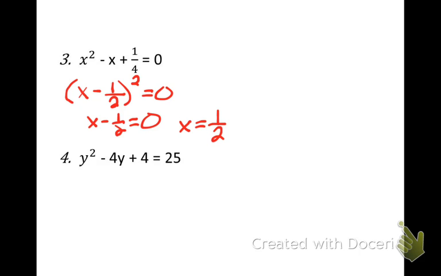Okay, looking at number 4. Is it a perfect square trinomial? Looks like it could be. Let's double check and see. 2 squared is 4. Yes, so it is. So we don't need to set this one equal to 0. You can do it that way also.